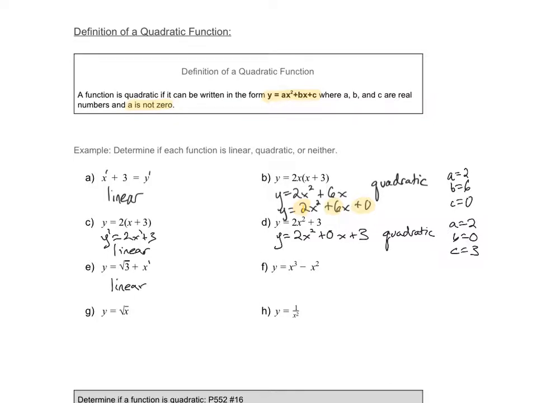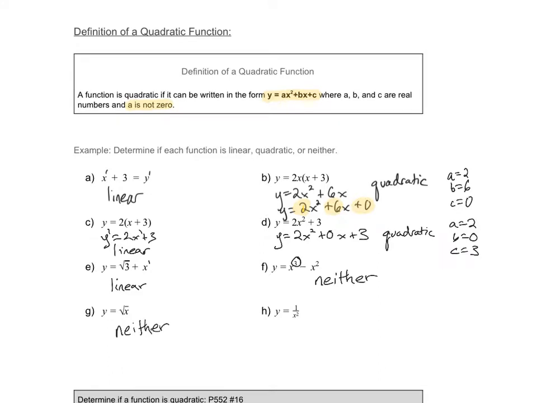Now for this one, it's not quadratic, it's linear. And even though that square root of 3 is kind of ugly, it's still linear because the square root of 3 is a number. For part F, the highest power is 3. So this is not quadratic and it's not linear. In fact, we call these cubics. So this is neither of those. And this square root of x is also neither linear nor quadratic. We call this a square root function.